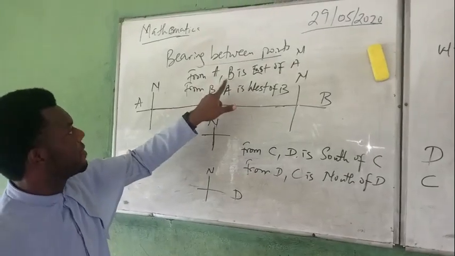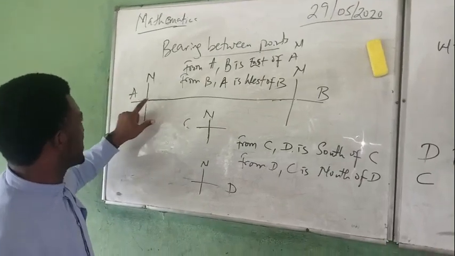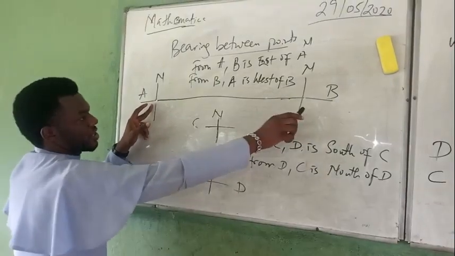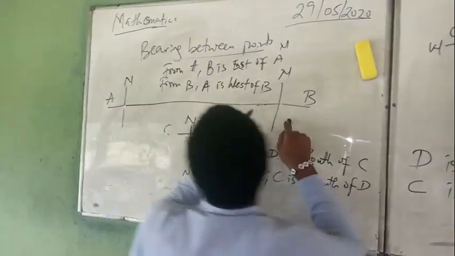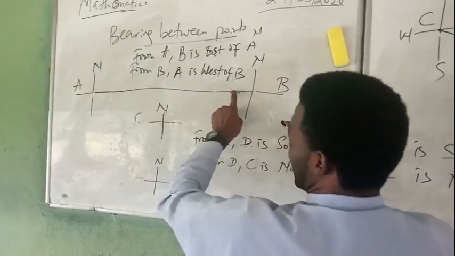From A, B is east of A. When you look from A, B is east of A. So the direction of B from A is east. Then from B, when you look at A, A is west of B.